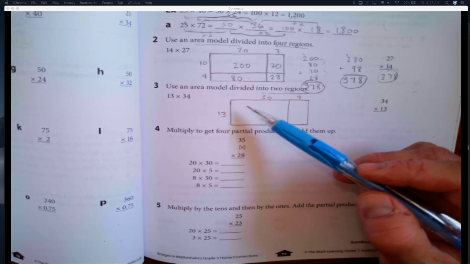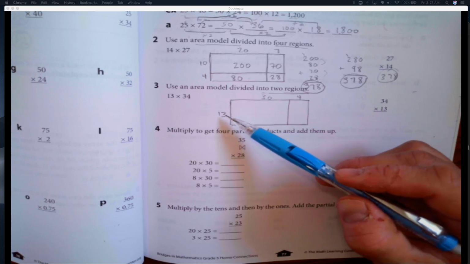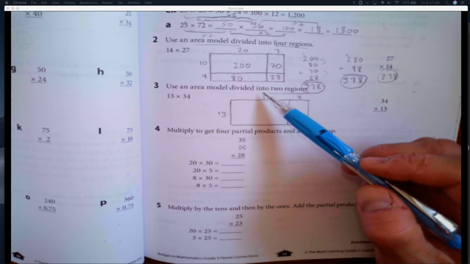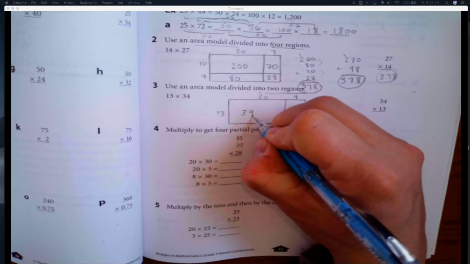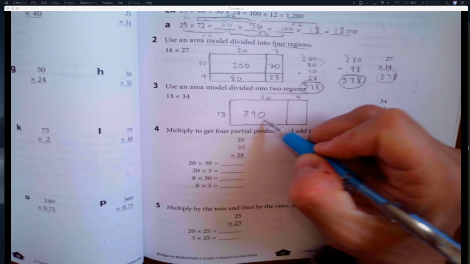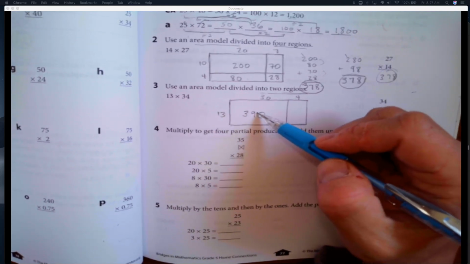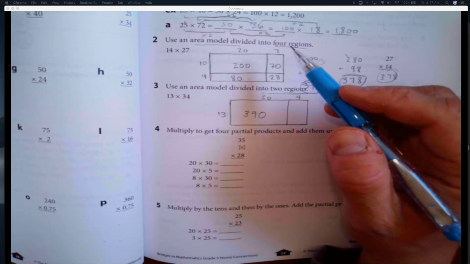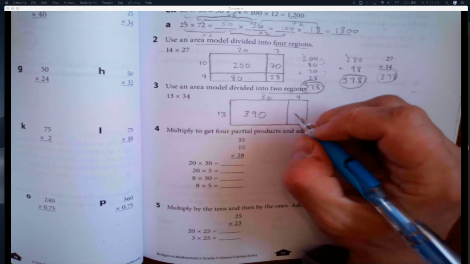Okay, so 13 times 30. Well, I'm going to look at 13 times 3, and I know 13 times 3 is 39. But I have it's by 10, so I have to put that 0 on the end. So 13 times 30 is 390. And then 13 times 4, so it's going to be 13 more than 39. That is really shaking. Sorry. 13 times 4 is 52.